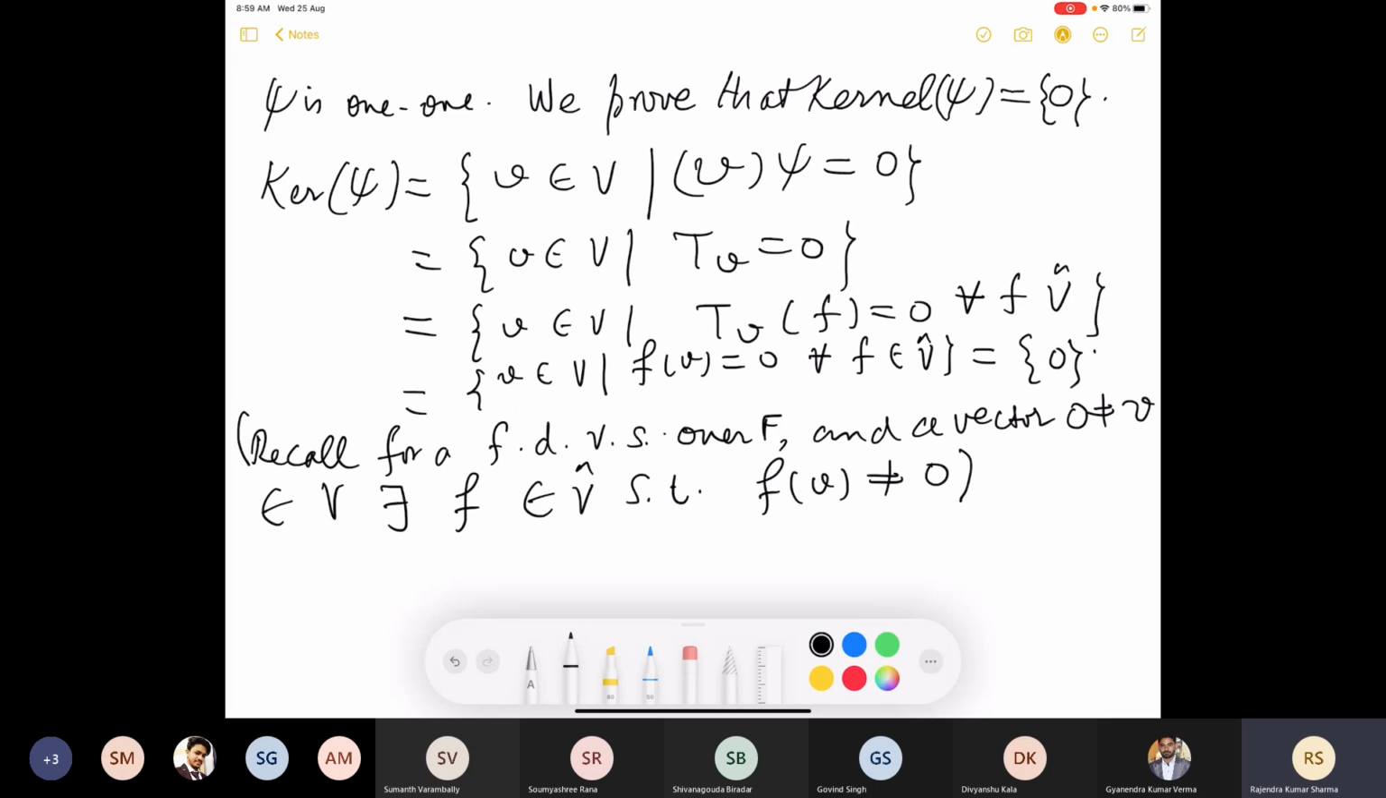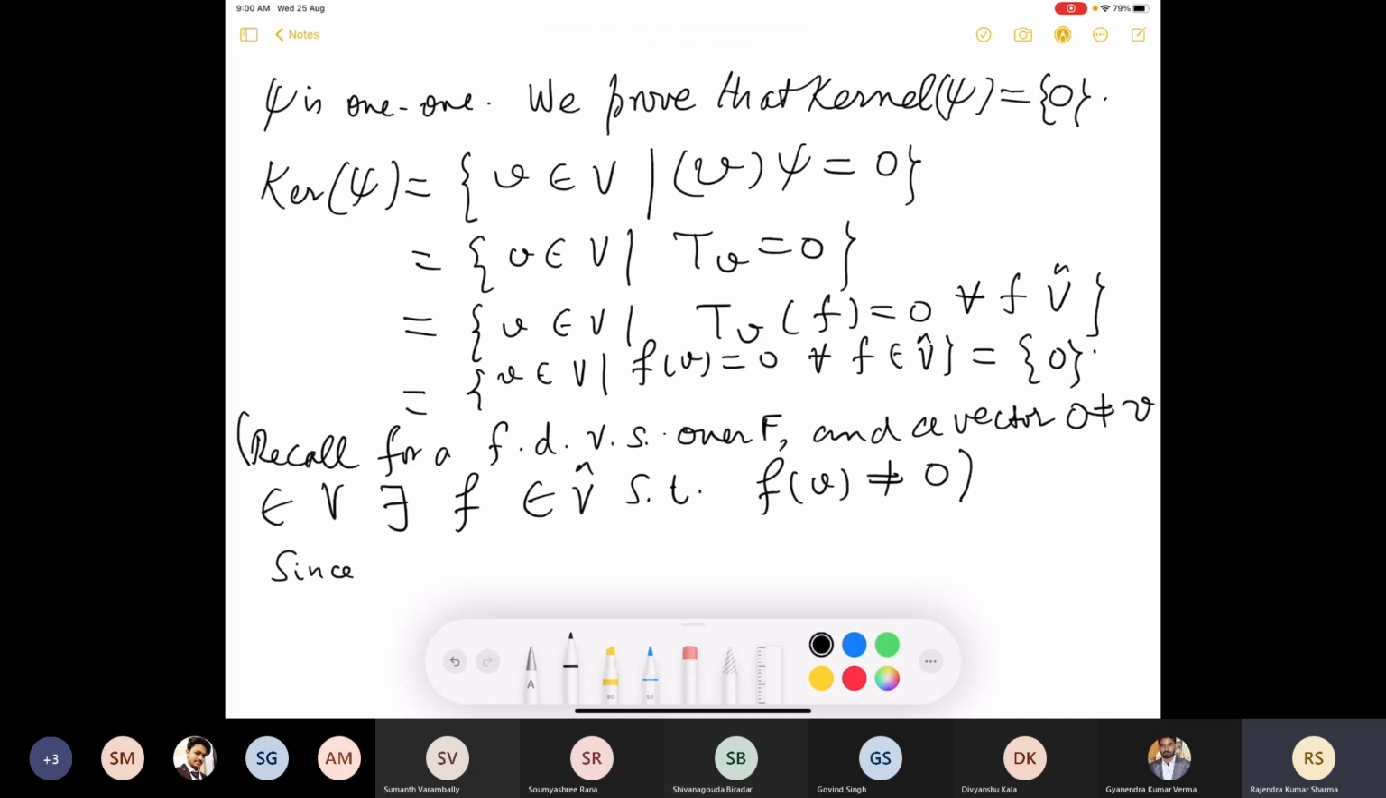So if there is a non-zero vector in the kernel, then there will be a linear functional such that f of V is not 0. But then in the kernel only those vectors are there in V which are killed by every f in V hat. And that is the only vector 0, because 0 under every homomorphism is 0. So what we have got is that the kernel is trivial. Kernel is trivial means the homomorphism has to be 1 to 1.